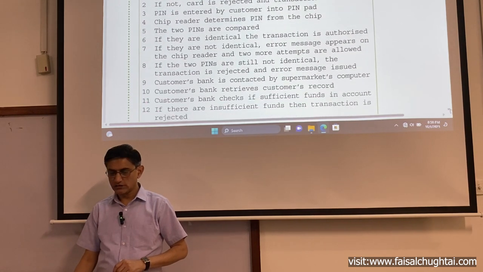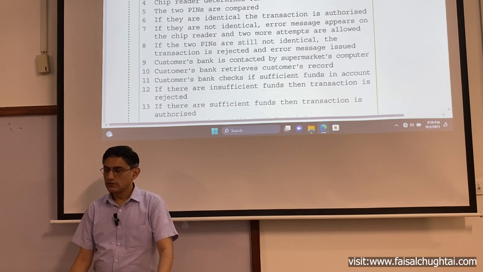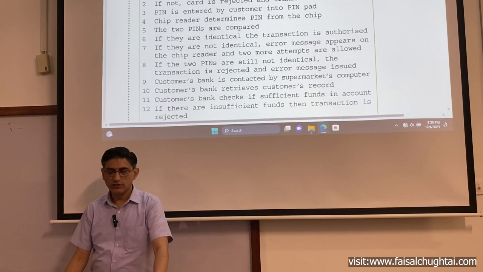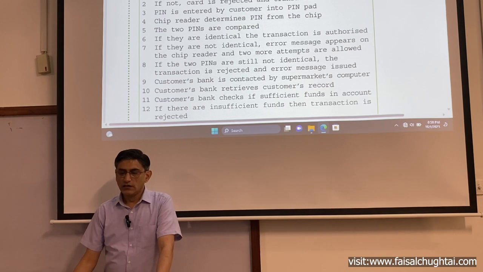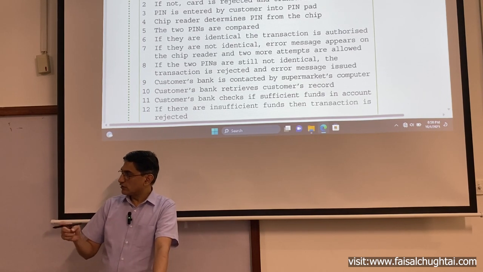Okay, let's have a look at the process. Let's quickly go over the process and then I think it will be more clear. Very quickly going through the steps, they're very simple steps. Step number one, the card chip is read and checked to make sure it is in date and it is a valid card number. This is where it all starts from.